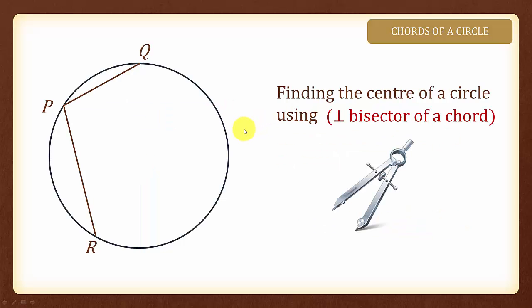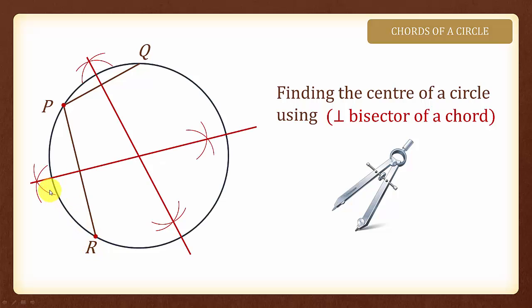Now we can use the property the perpendicular bisector of a chord to help us to locate the center of a circle. We shall now first construct the perpendicular bisector of the chord PQ. And next, let us construct the perpendicular bisector of the chord PR. Since the perpendicular bisector of the chords will pass through the center of the circle, the intersections of these 2 perpendicular bisectors will be the center of the circle.